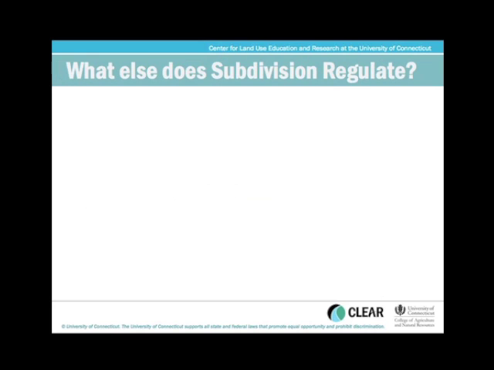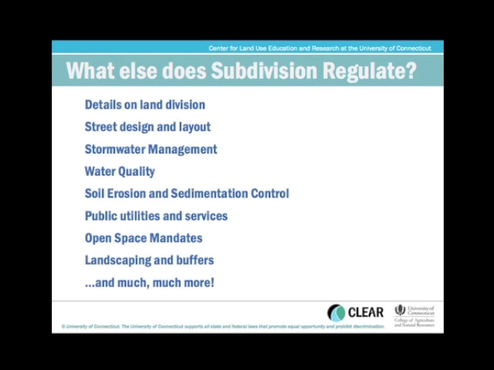There's a lot of things that subdivision has sort of added on to its plate over the years, beyond just strict division of land, things like stormwater management, soil and erosion control, open space mandates, landscape and buffering, and on and on. There's lots of these things. So it is fairly complicated in that sense.